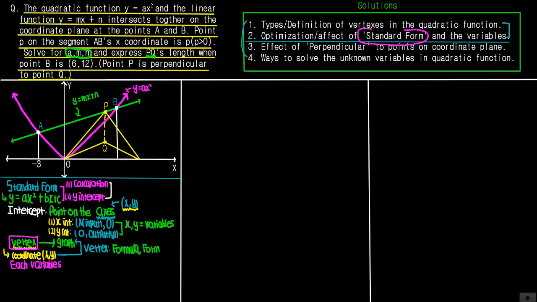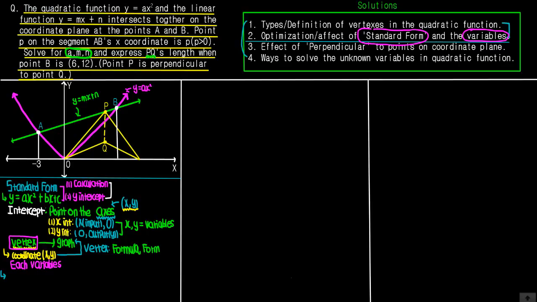We talked about what the standard form is optimized for. It is optimized for the calculation, especially for our y-intercept. And now it's time for us to think about what each of the variables or constants in the standard form is optimized for. Firstly, let's think about what our y and x are. And we know that our standard form is again y is equal to ax squared plus bx plus c.